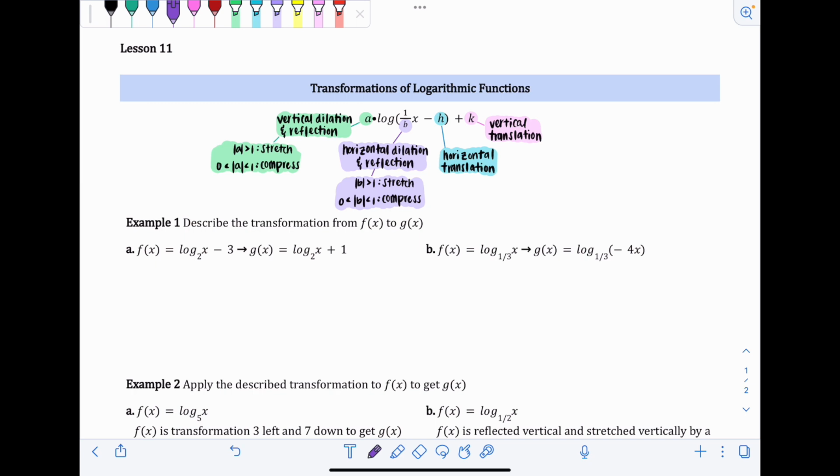If B itself is greater than 1, that would be a stretch. If it's between 0 and 1, it would be a compression. If it's negative, it would be a reflection.